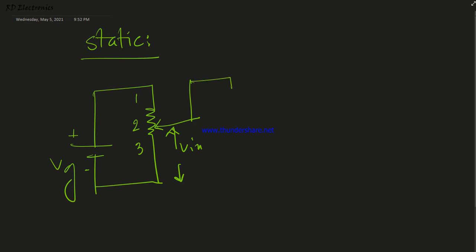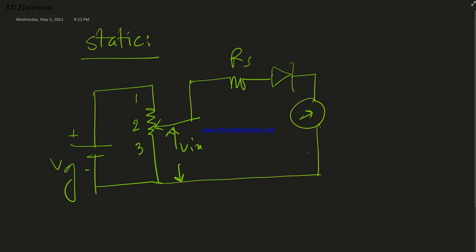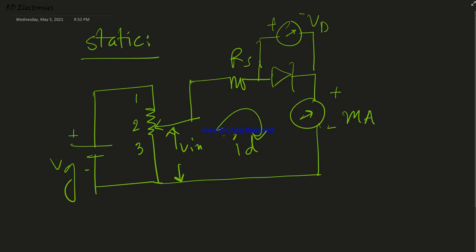Now, what is in the circuit? This is called the safety resistance for the diode. This is the diode, and here we connect one milliammeter, with a positive and negative sign, and here we connect one voltage source Vd, with a positive and negative terminal. In this circuit the current flowing is named Id, the diode current, and this terminal is grounded.